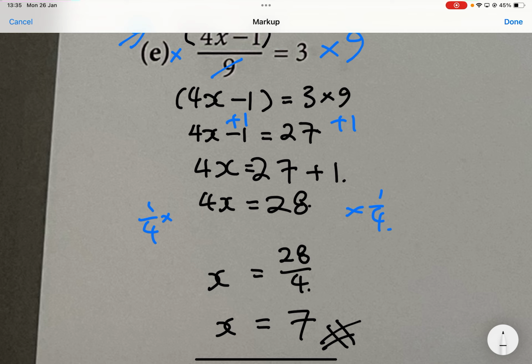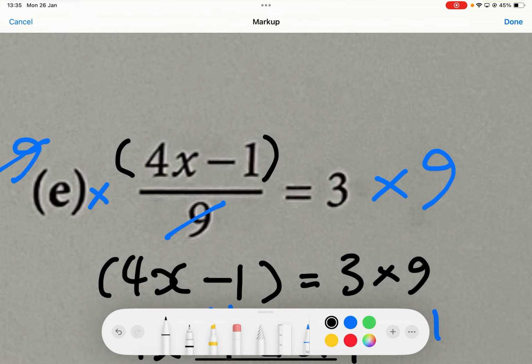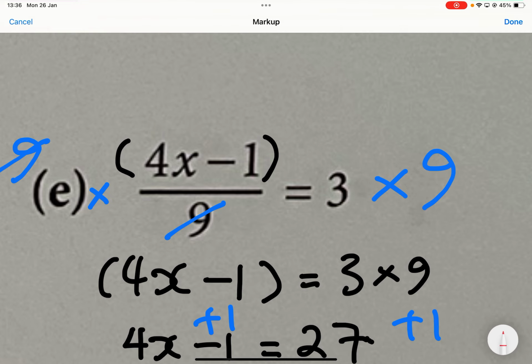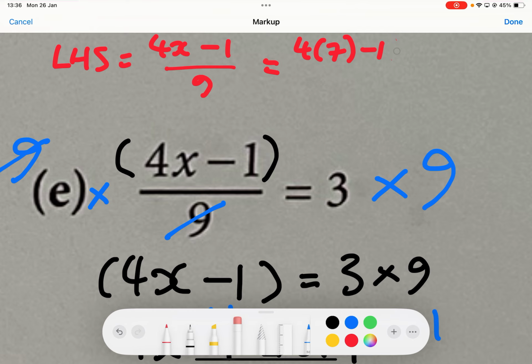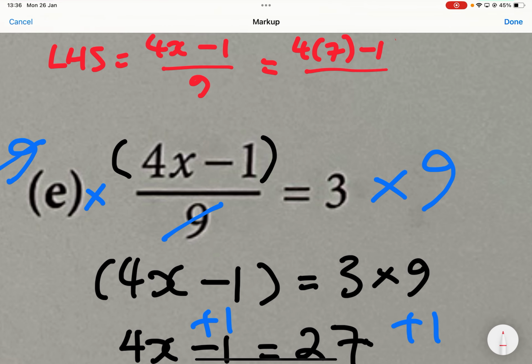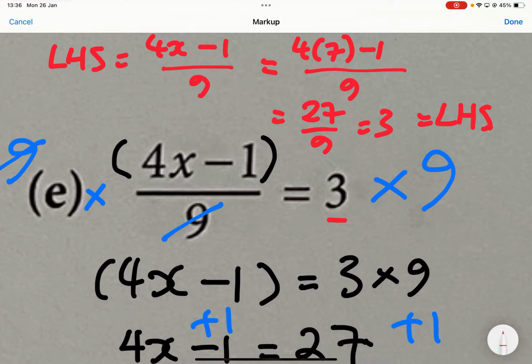So because I get to this line, logically, through writing all these equations, if I go backward, now I put in my x equals to 7. I double check. Left hand side is 4x minus 1 over 9. So if I put in x equals to 7, 4 times 7 minus 1, my left hand side is equals to 27 divided by 9 equals to 3. Then my right hand side is also equals to 3.